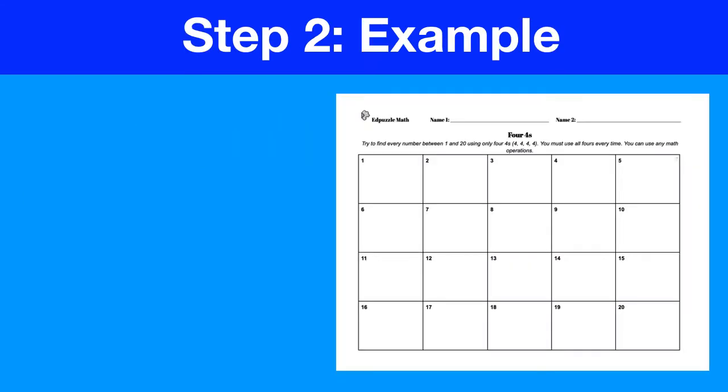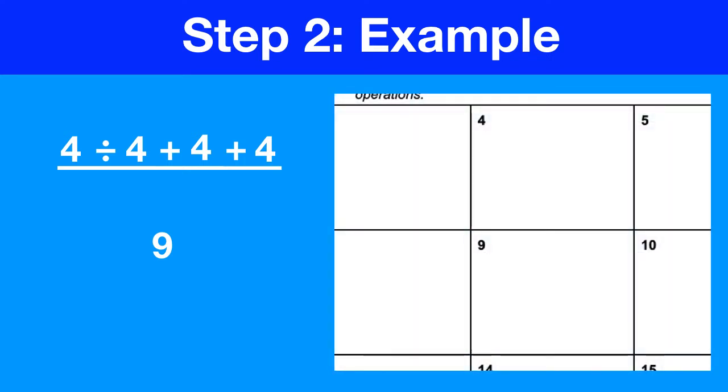Let's start with an example. You might decide to do 4 divided by 4 plus 4 plus 4. Well, when you solve that, what do you get? Well, you should have gotten that 4 divided by 4 is 1, 1 plus 4 is 5, and 5 plus 4 is 9. The answer is 9. So then what you need to do is go to the 9 box on your worksheet and write in the problem that you came up with: 4 divided by 4 plus 4 plus 4.